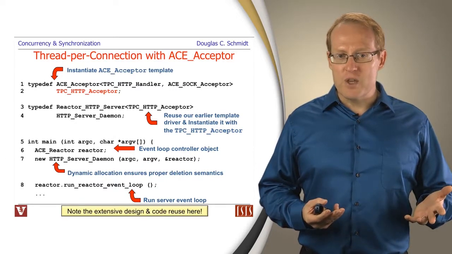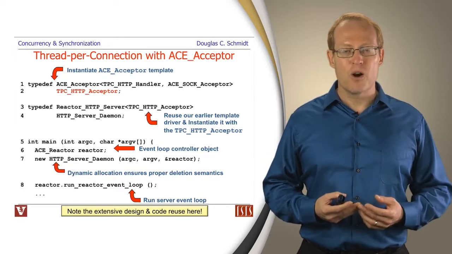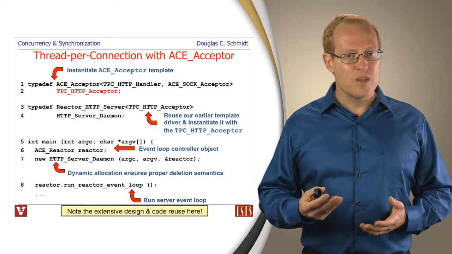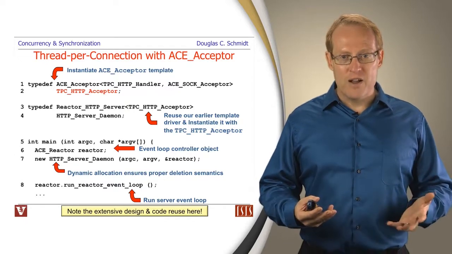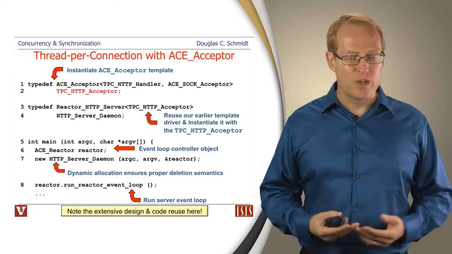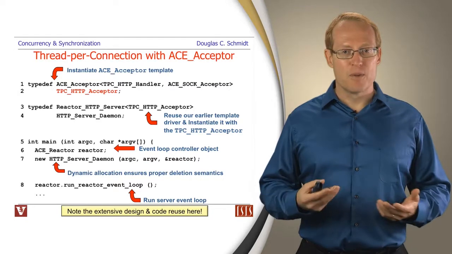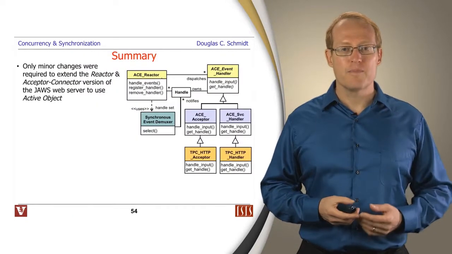Note the extensive reuse of the design and the code in this example. It looks very much like what we looked at before. I didn't choose to illustrate the use of the service configurator framework that we talked about before, but I could have. That would have been another thing we could have done to have dynamically linked these capabilities into the address space of the program when it started to run or at runtime.